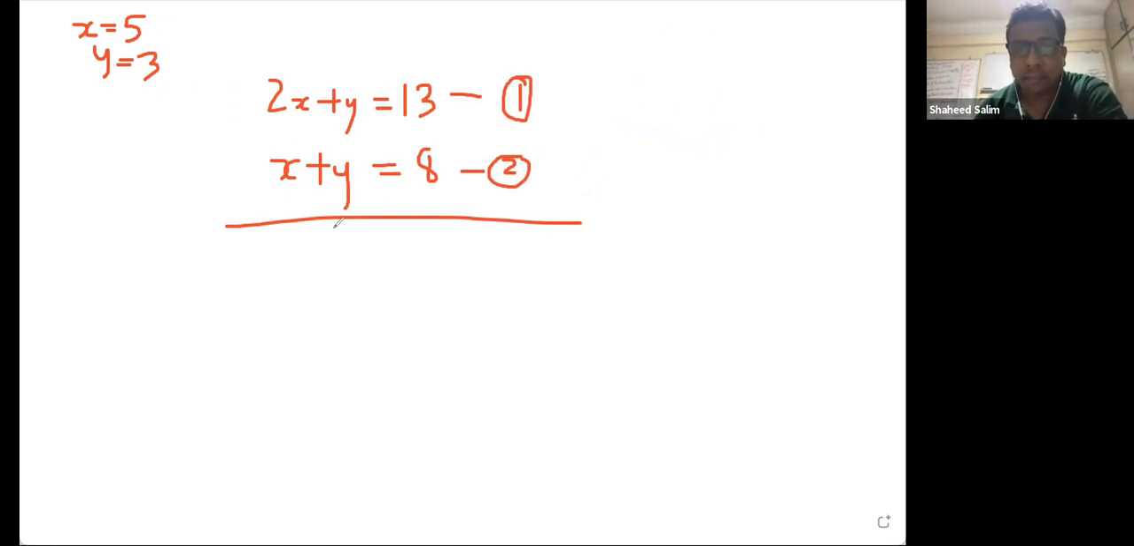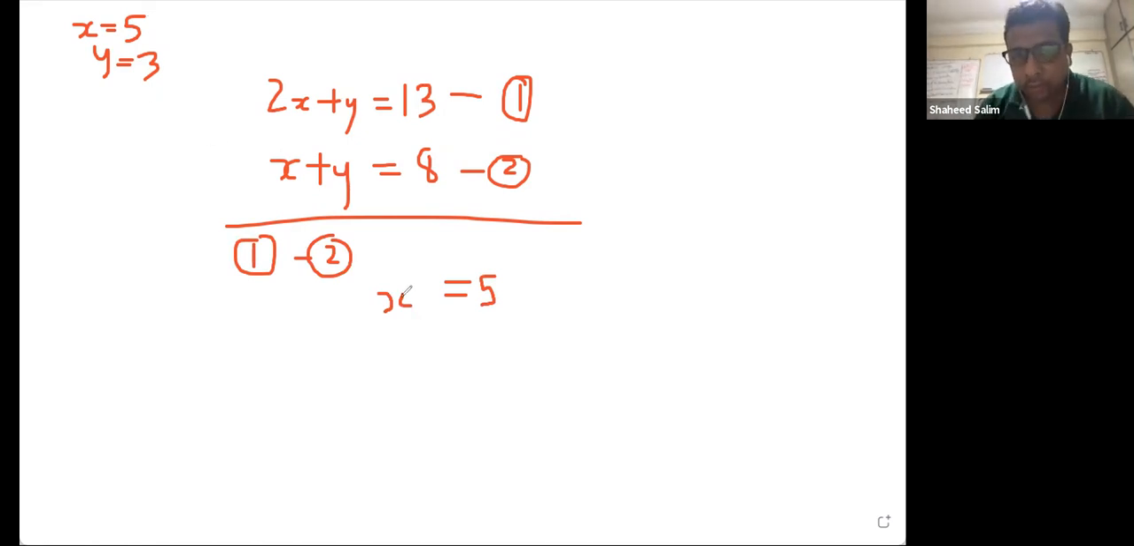How to find? I must get rid of one of it. So I take 1 minus 2. This is equation 1. This is equation 2. So I say 1 minus 2. What do I get? 13 minus 8. I get 5. Okay. Y minus y. No more y. 2x minus x. I get x. X equals to 5. Yeah, correct.